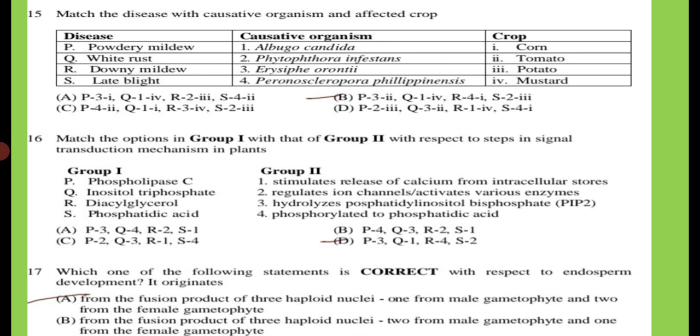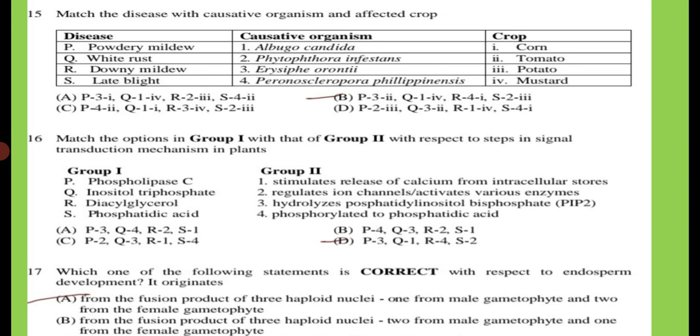So from group 2, the third point, that hydrolyzes phosphatidylinositol triphosphate or bisphosphate, matches to phospholipase C. Then Q, inositol triphosphate. Inositol triphosphate stimulates the release of calcium from intracellular stores, that is the endoplasmic reticulum. Inositol bisphosphate or triphosphate serves as a secondary messenger.